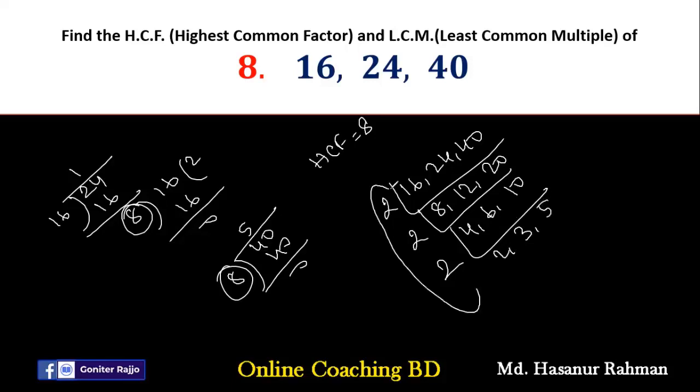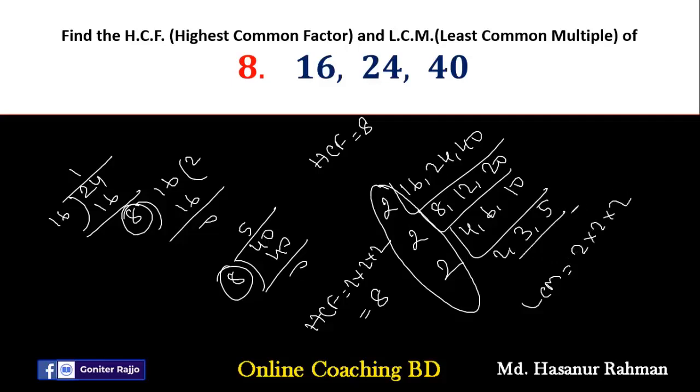So these numbers are HCF. So 2 into 2 into 2, that will be HCF. HCF will be 2 multiplied by 2 multiplied by 2, that is 8. And what will be your LCM? LCM will be all the numbers. So 2 multiplied by 2 multiplied by 2, again there is 2 multiplied by 3 multiplied by 5. So 5 threes are 15. 15 multiplied by 2, that is 30, 60, 120, 240. So 240 will be our LCM.